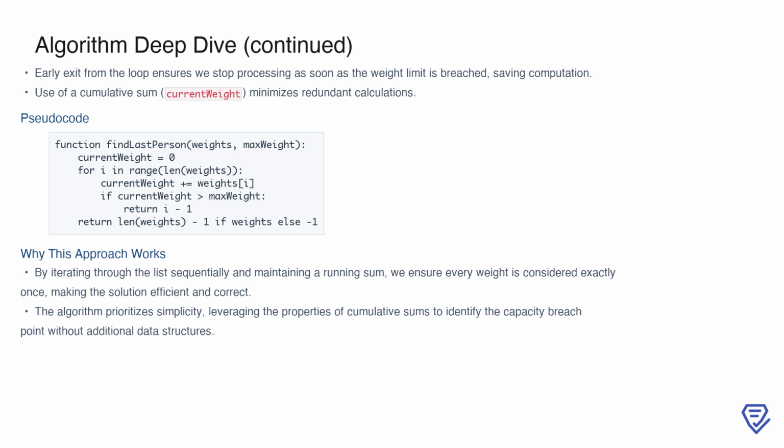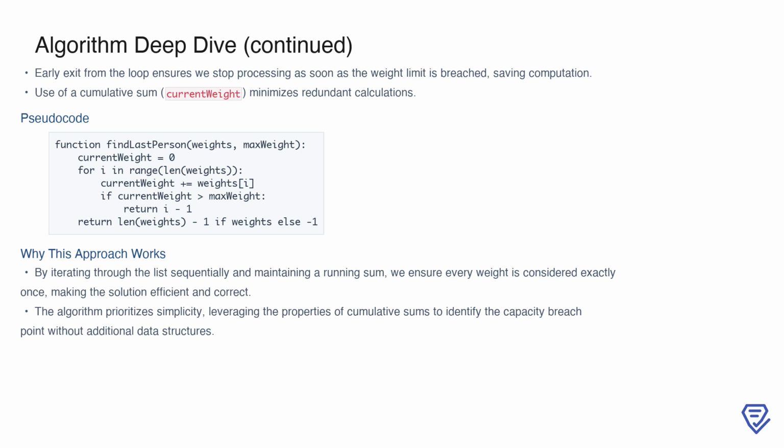The algorithm is further optimized by exiting the loop early as soon as the weight exceeds the limit, ensuring no unnecessary computations are performed. The use of a cumulative sum, tracked through current weight, eliminates the need for redundant sum calculations, enhancing efficiency. Here's a pseudocode representation of the algorithm.